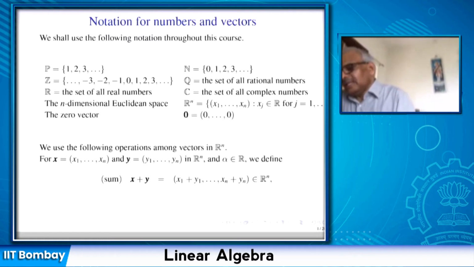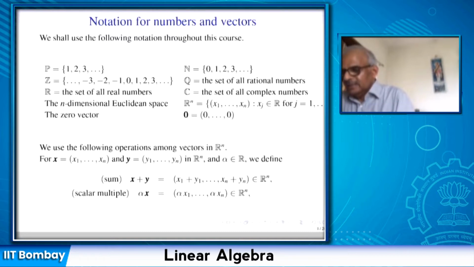We can scale a vector by a real number alpha, and we will denote this by alpha x. And when we scale a vector, we scale every component. So the components of alpha x are alpha x1, alpha x2, up to alpha xn.